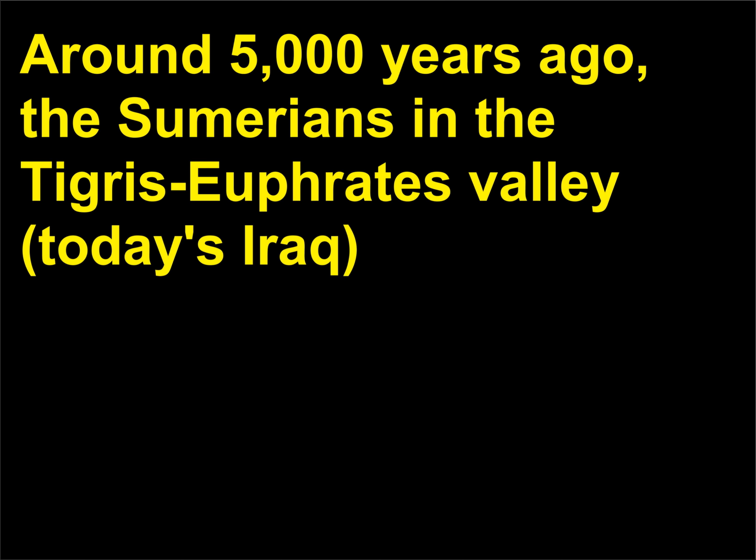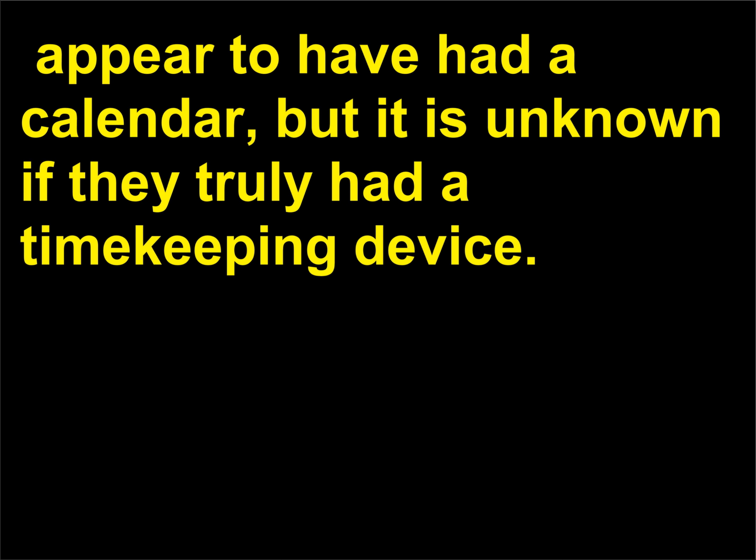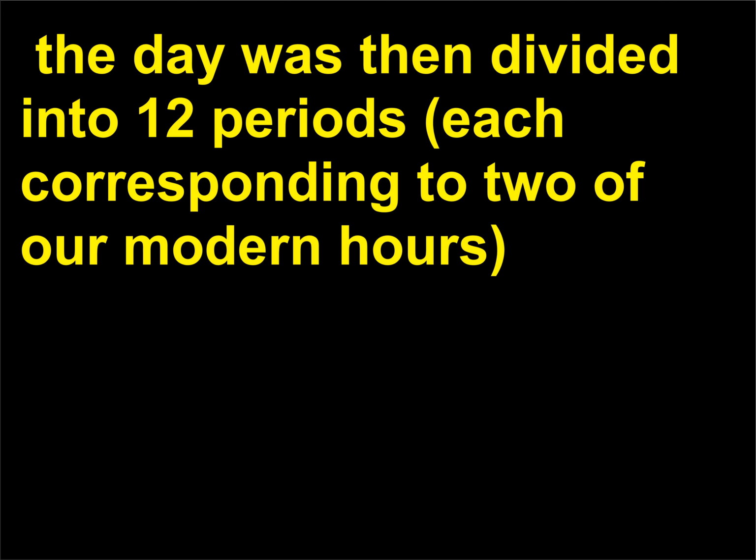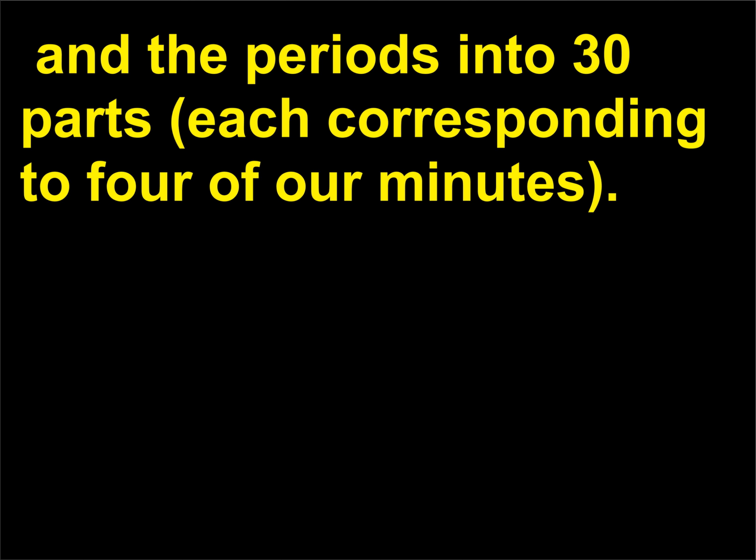Around 5,000 years ago, the Sumerians in the Tigris-Euphrates Valley, today's Iraq, appear to have had a calendar, but it is unknown if they truly had a timekeeping device. The Sumerians divided the year into months of 30 days. The day was then divided into 12 periods, each corresponding to 2 of our modern hours, and the periods into 30 parts, each corresponding to 4 of our minutes.